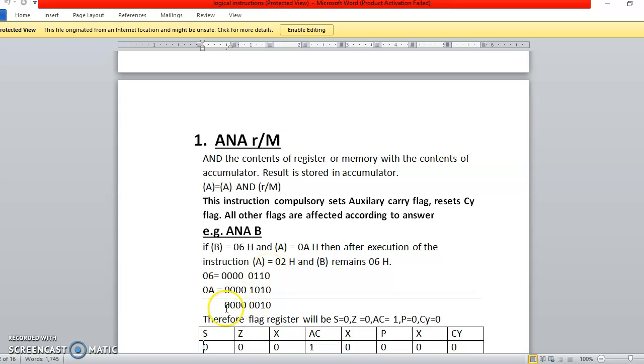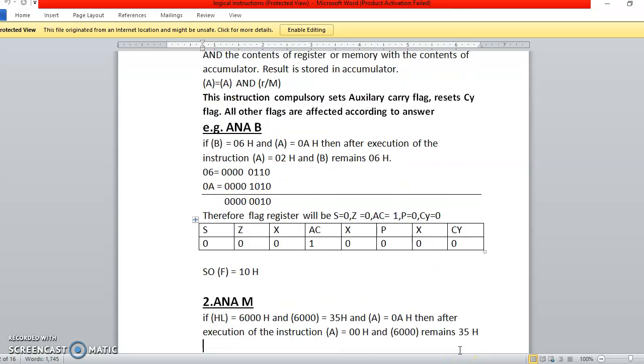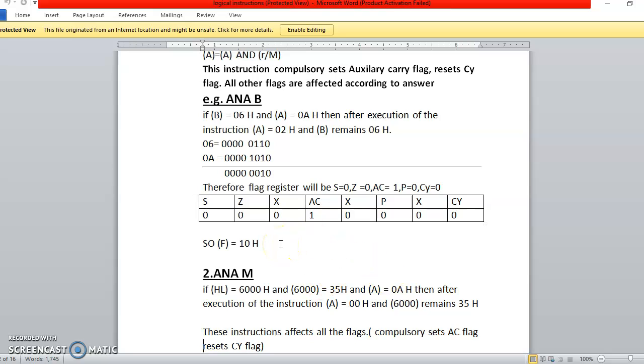Now according to the answer, the sign flag, that is the MSB of the answer, is 0. The answer is non-zero, therefore the zero flag is 0. But the ANA instruction compulsorily sets the auxiliary carry flag. So even if the auxiliary carry is not there, the auxiliary carry flag will be set. Then the number of ones in the answer is odd, therefore the P flag, that is the parity flag, is 0, and carry also is reset by the ANA instruction, therefore the carry flag is 0. So the flag register contents will be 10 in this case.